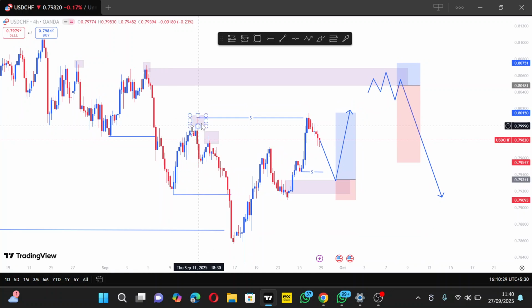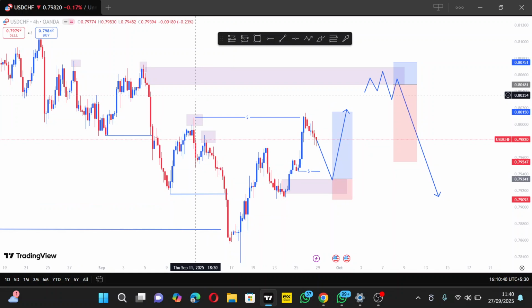I don't know if you understand. The pullback is not complete. If this pullback had only gone up to this area before it sold off, we would have said, okay, no problem, that will just be a small sharp liquidity. We'll not be expecting price to tap there before we drop. But no, price met half.